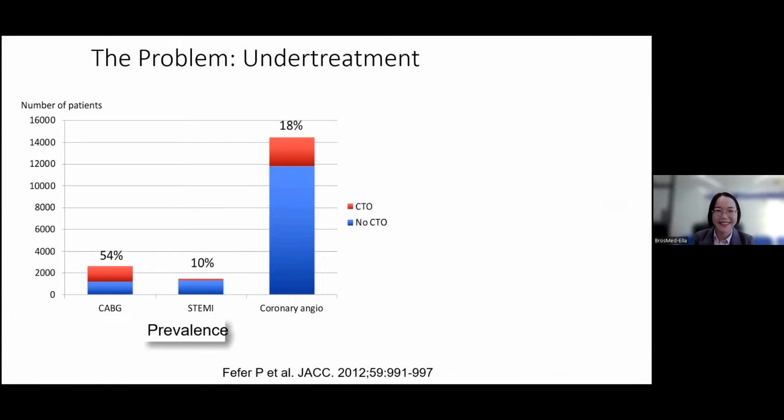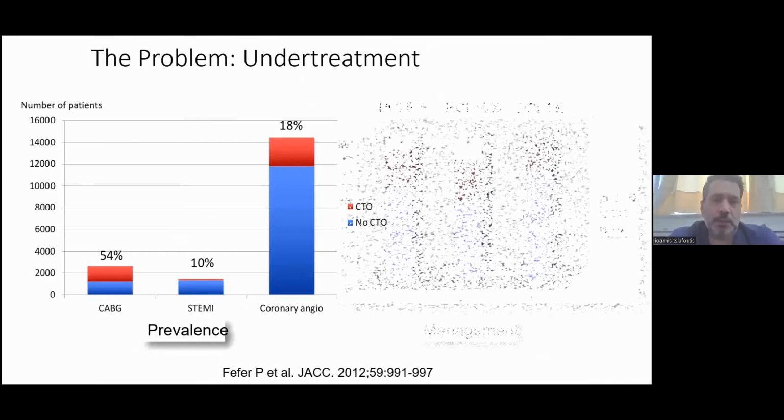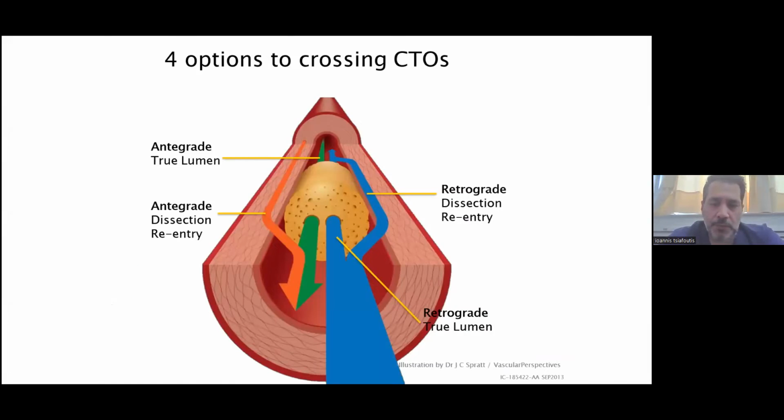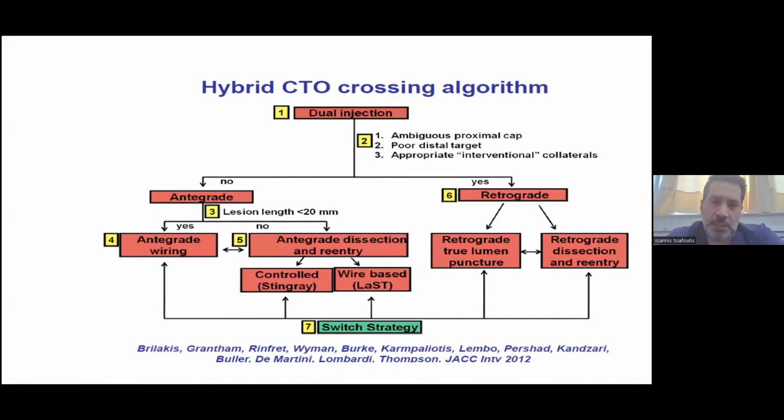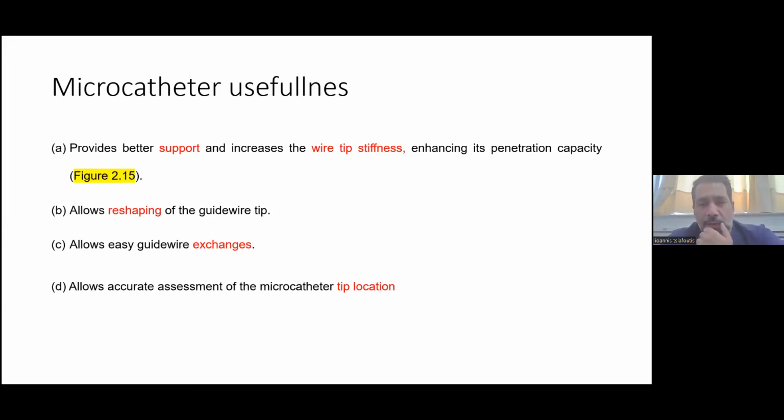Please continue. So we talked about the under-treatment of CTO lesions, and this is another way to address it. And this is the crossing algorithm we all use. Depending on how the proximal cap is, how the distal target vessel is, and whether we have appropriate interventional collaterals, we have to go antegrade or retrogradely. We have to go with ADR, and we have to be able to switch our strategies, so we have to be familiar with every strategy.